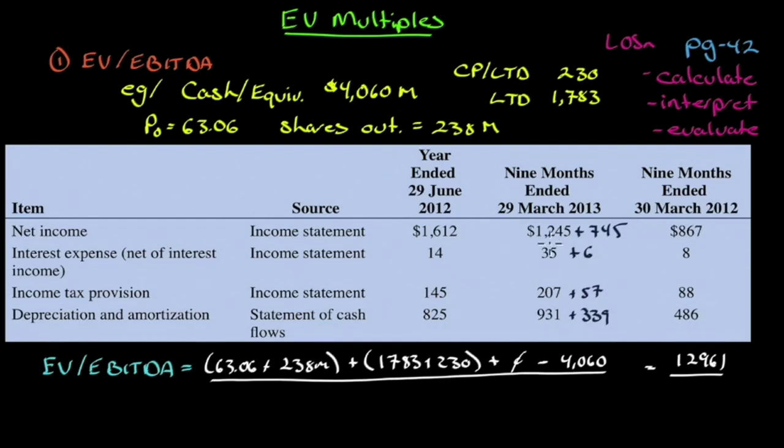My EBITDA is my net income. I add these two amounts. It's 1990. Plus, I'm going to add back my net interest. 35 plus 6 is 41. Plus, I'm going to add back my income taxes that I paid, because it's EBIT, earnings before interest and tax. So there's my tax. 207 plus 57 is 264. And finally, my depreciation and amortization. I add these two numbers together, I will get 1270, which gives me a denominator of 3565, which equals 3.6. So the enterprise value to EBITDA multiple is 3.6.